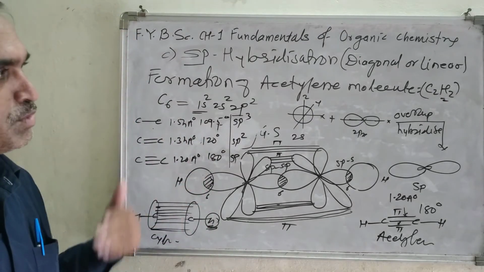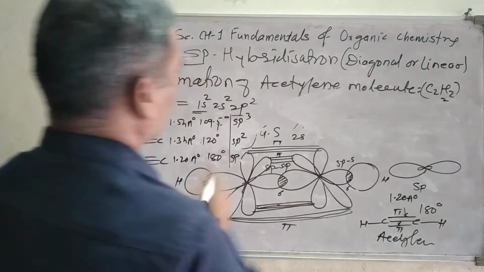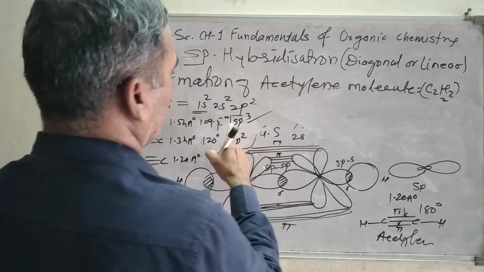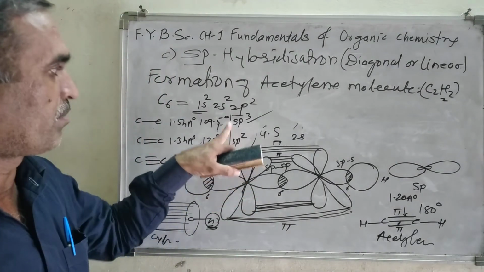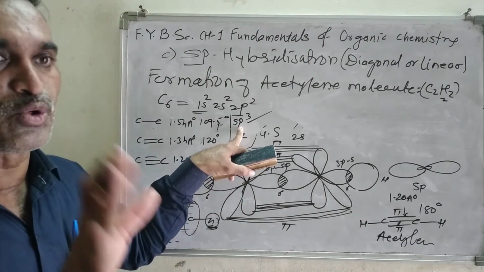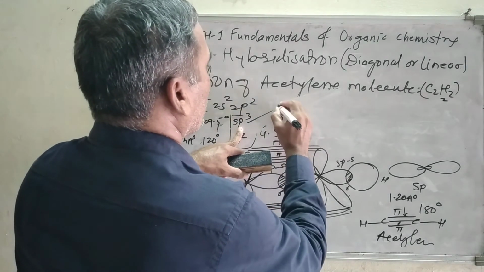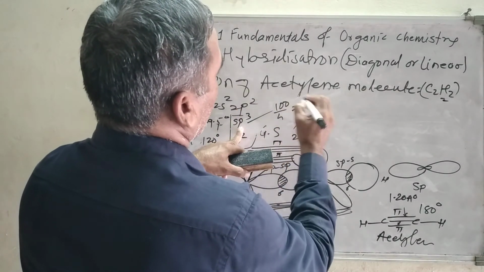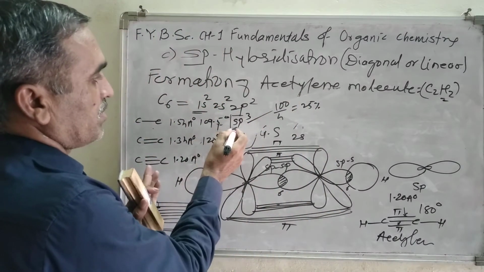Now how do we calculate the s character of those? Suppose there are s and p orbitals. There is only one s orbital and three p orbitals, so the total becomes 4 atomic orbitals. So 100 divided by 4 comes to 25%. That is the percentage of s character.